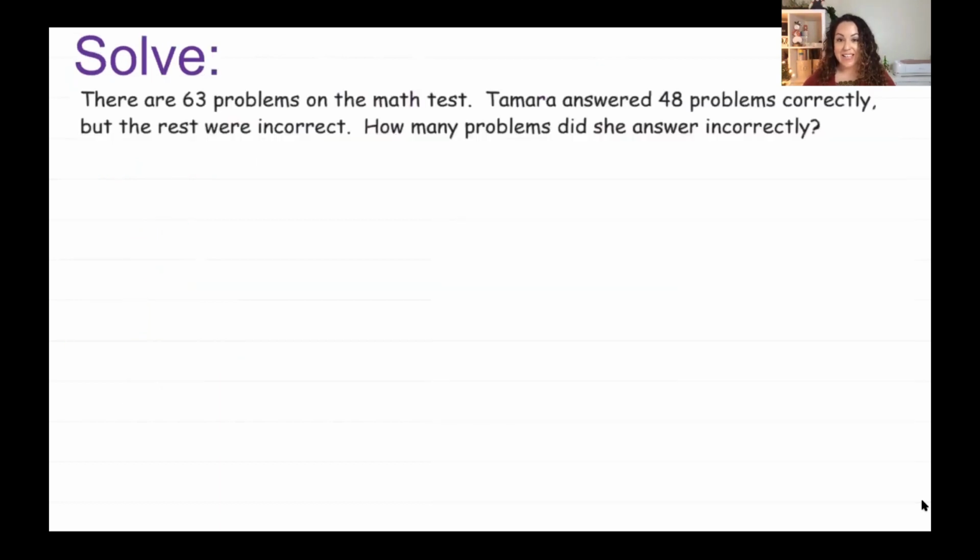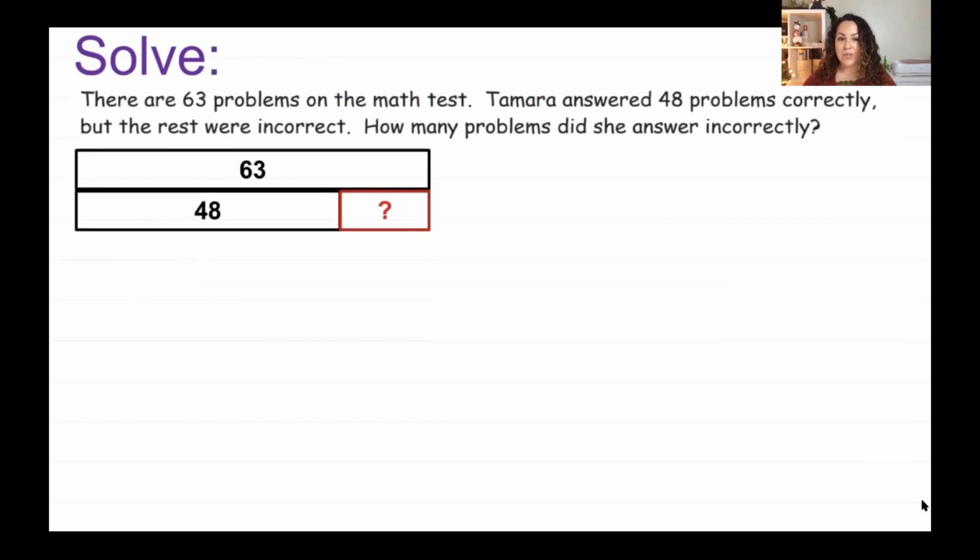Okay, so let's go ahead and look at this problem right here. It says there are 63 problems on a math test. Tamara answered 48 problems correctly, but the rest were incorrect. How many problems did she answer incorrectly? Well, if I look at the test, I know that the test has 63 problems, and Tamara answered 48 problems correctly. Now the rest she got wrong. And if you look at my tape diagram, she didn't miss that many. She got more right than wrong, right?